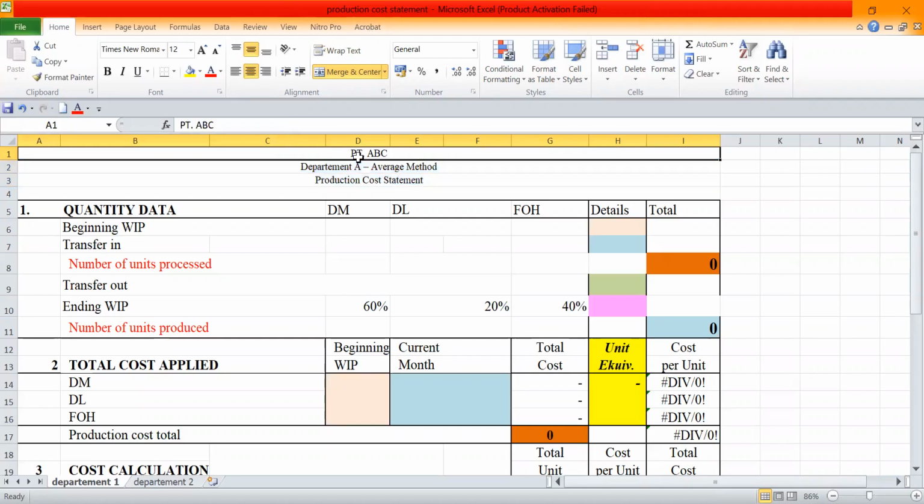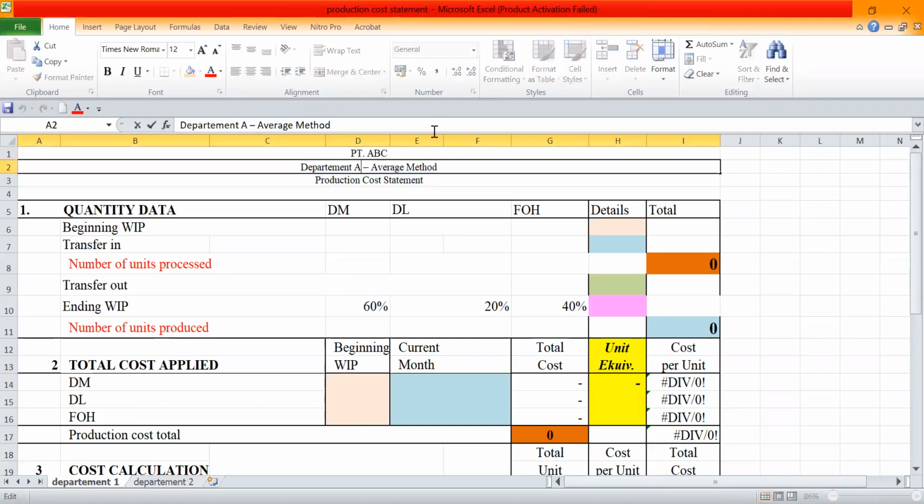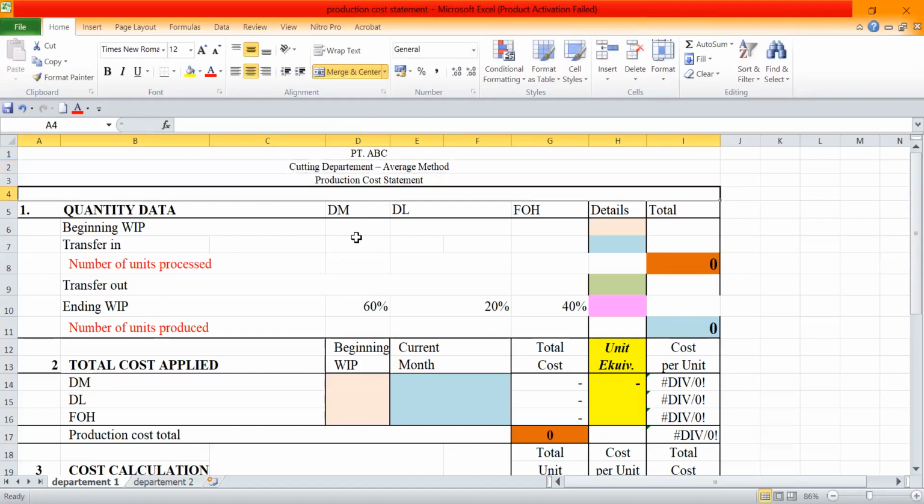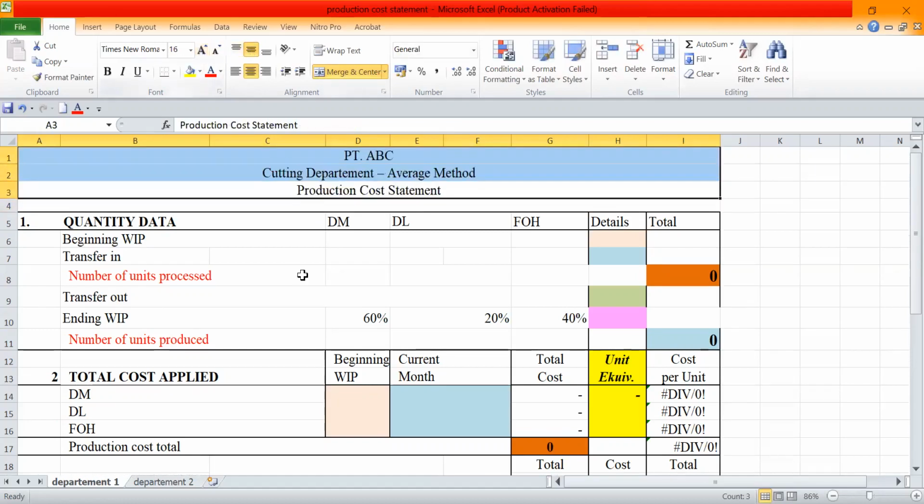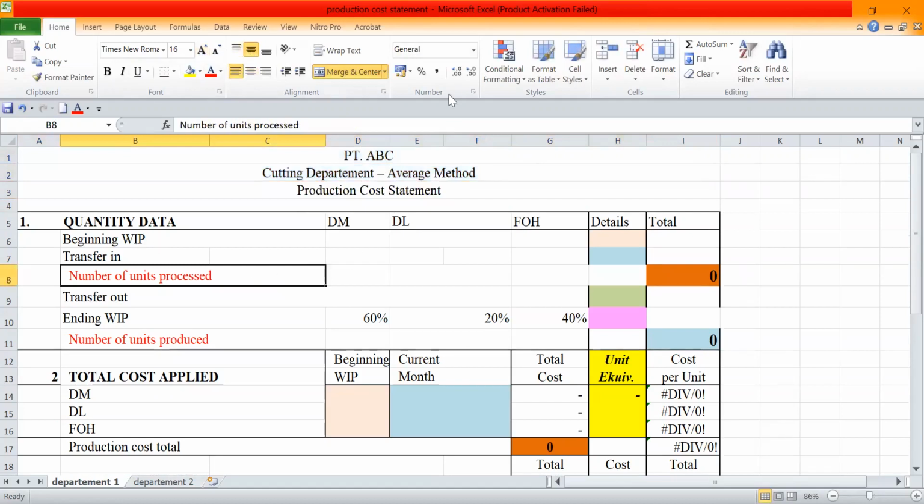Okay, so the first row refers to the name of the company, and then we're talking about the first department in here, and the first department is the cutting department. And then first explain also about the method that we use in here. We use the average method, and then this is the production cost statement. So this is the title of the production cost statement, okay? Okay, so yeah, we input the information of the beginning work in process, transfer in, etc.